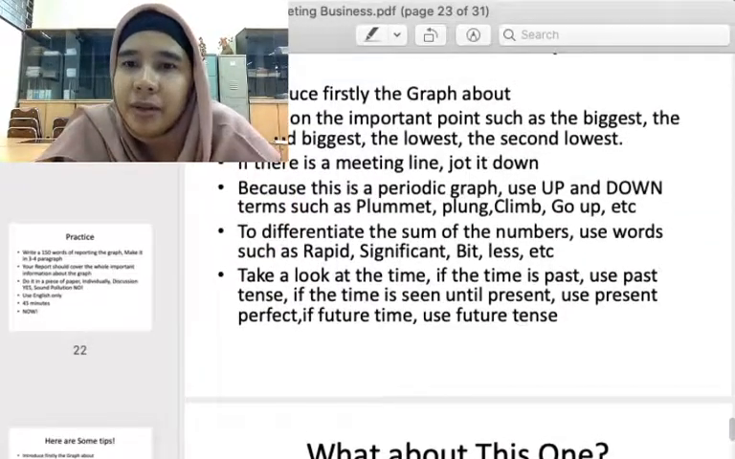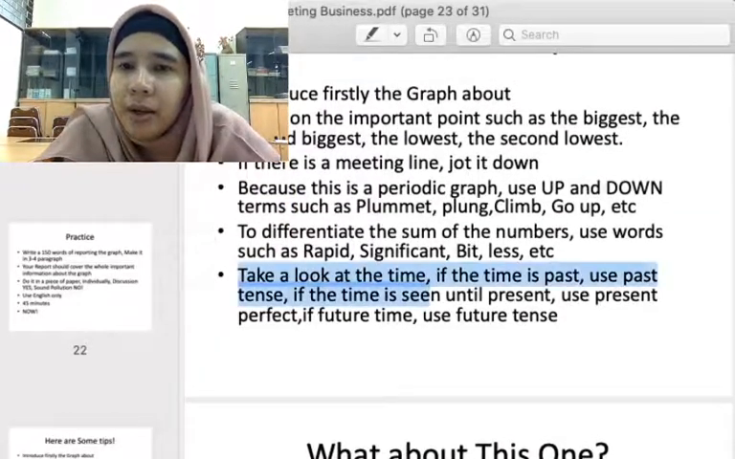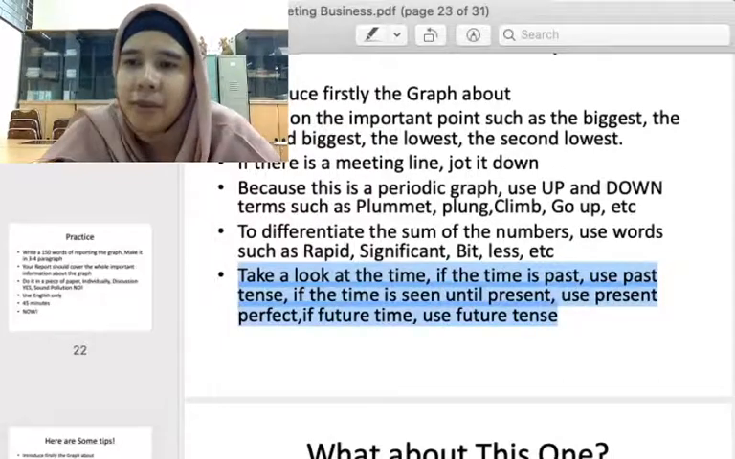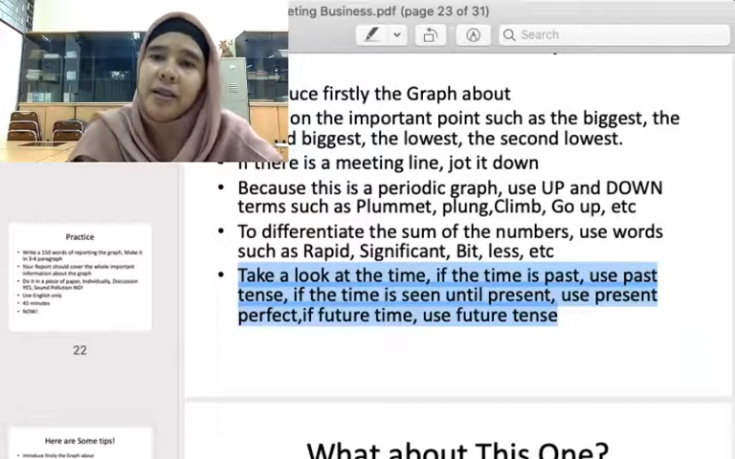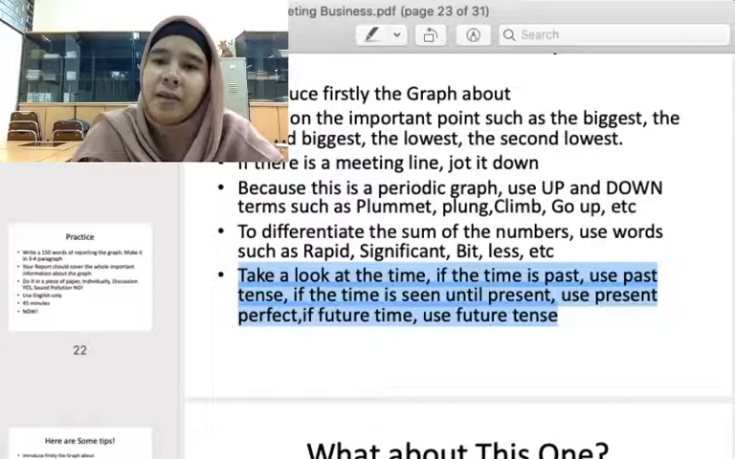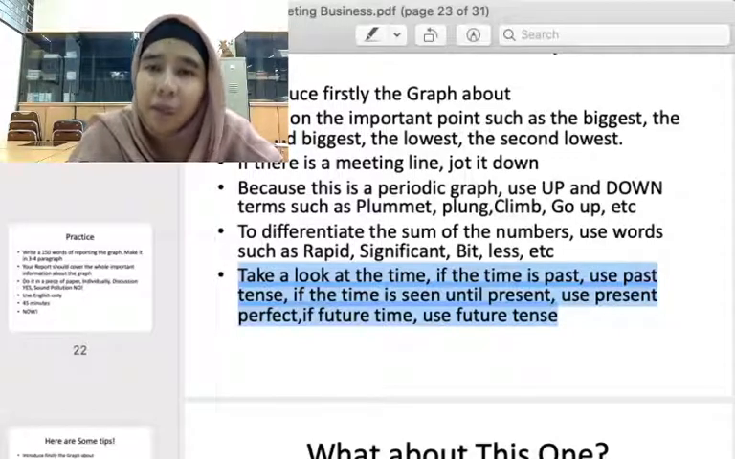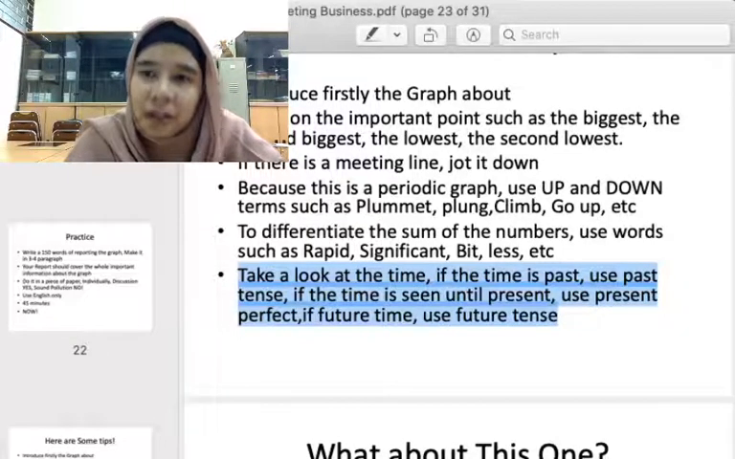Next is take a look at the time. If the time is past, use past tense. If the time is seen until present, use present perfect. If future time, use future tense.